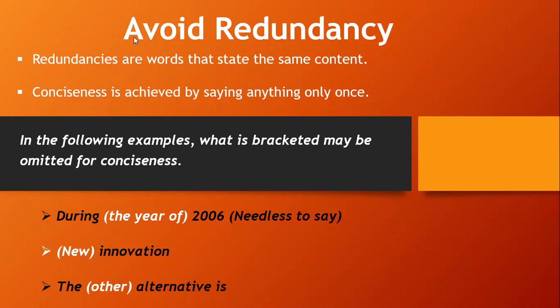Innovation also, we like to add "new." But the word innovation already implies something new. So why do we write the word new? Or sometimes people say it. And of course, the other favorite one is "the other alternative." The word alternative already implies other. So these are redundant words that we don't need in our writing.